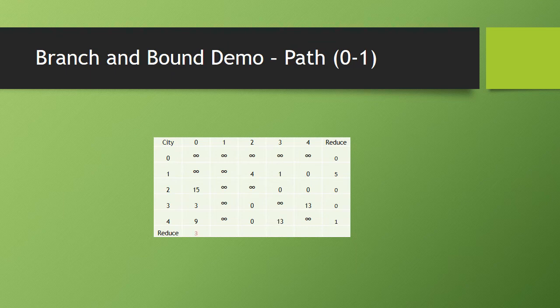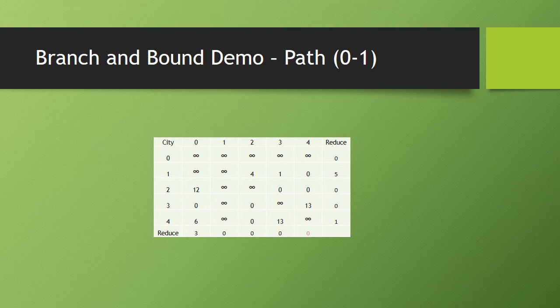Column 0 has a minimum value of 3, so we're going to take 15 minus 3, and we get 12. 3 minus 3 is 0, and 9 minus 3 is 6. Column 1 is already reduced. Column 2 is reduced. Column 3 is reduced. And column 4 is already reduced.